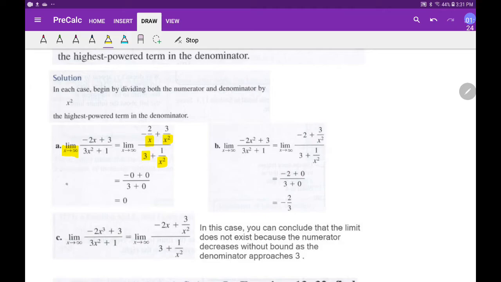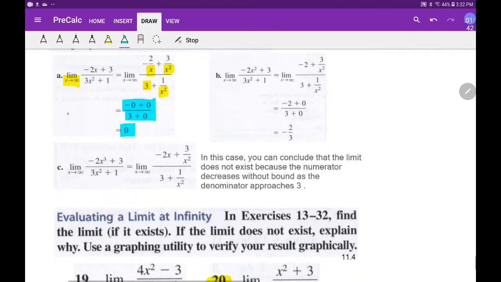Okay, I don't care how tough your 2 is. I don't care how tough your 3 is. I don't care how tough your 1 is. They're going to lose, and they're going to be 0. Okay, so in this situation, then I get 0 over 3. Okay, fine. 0 over 3, still 0. Okay, so I get 0.